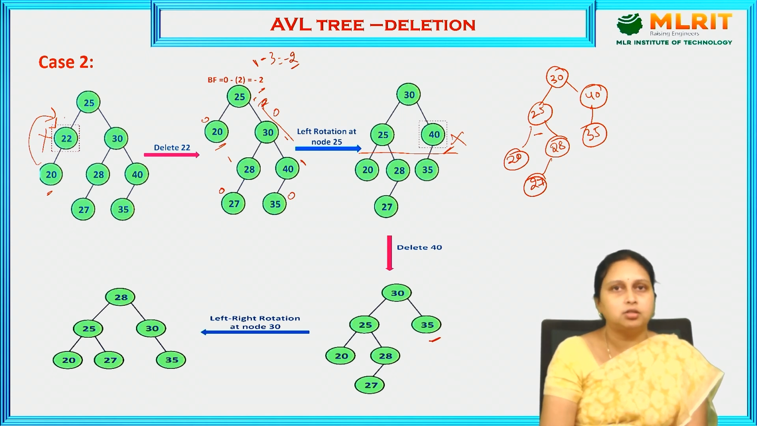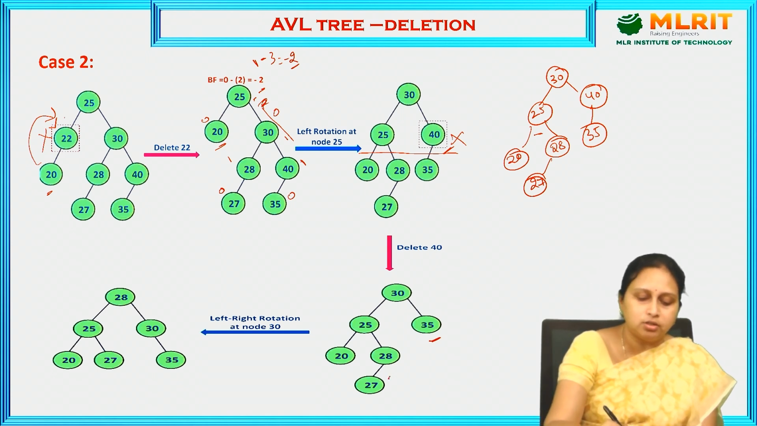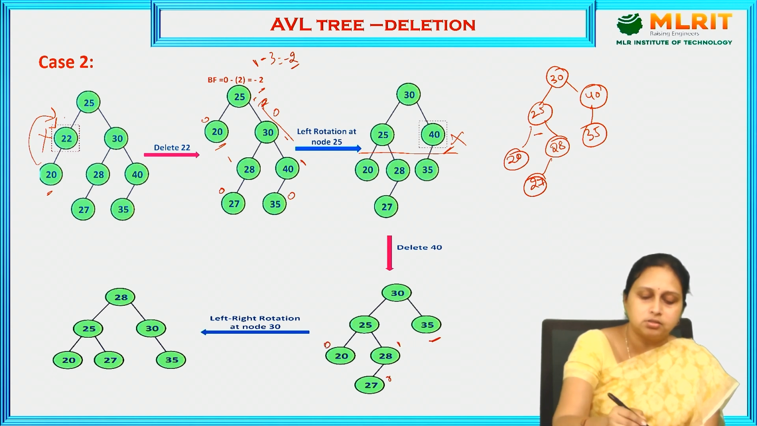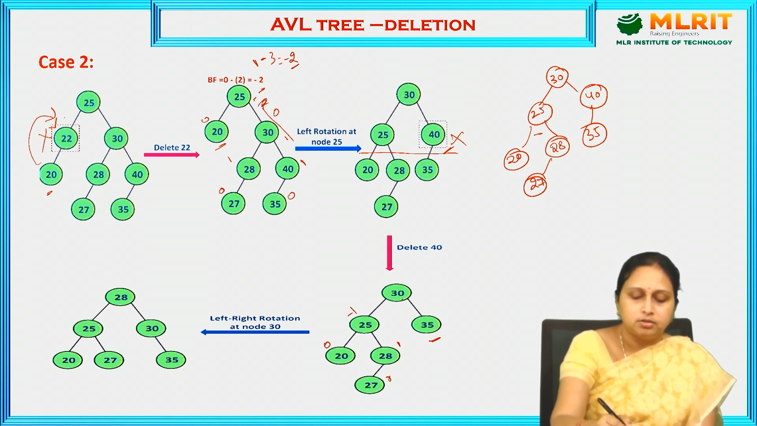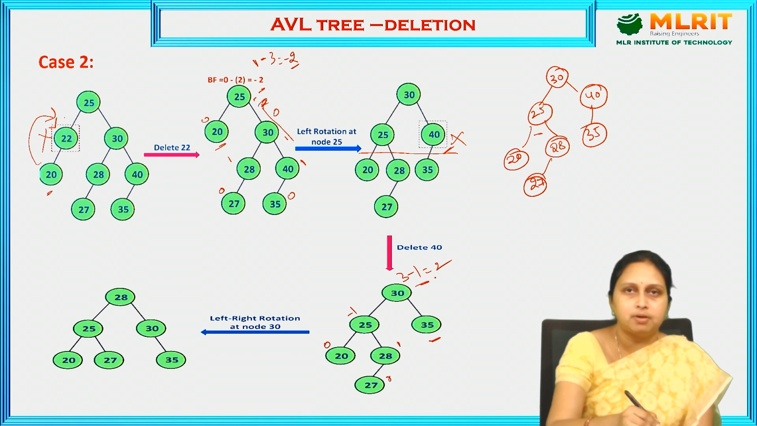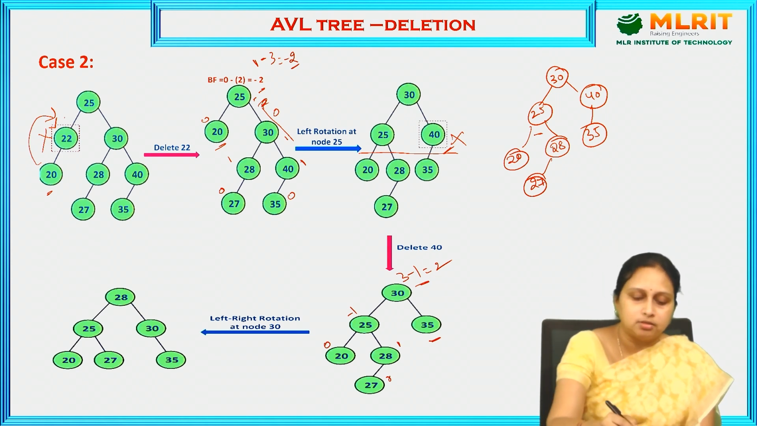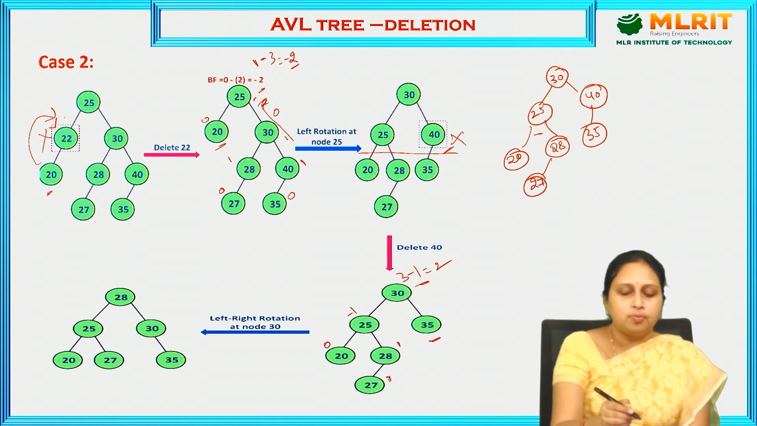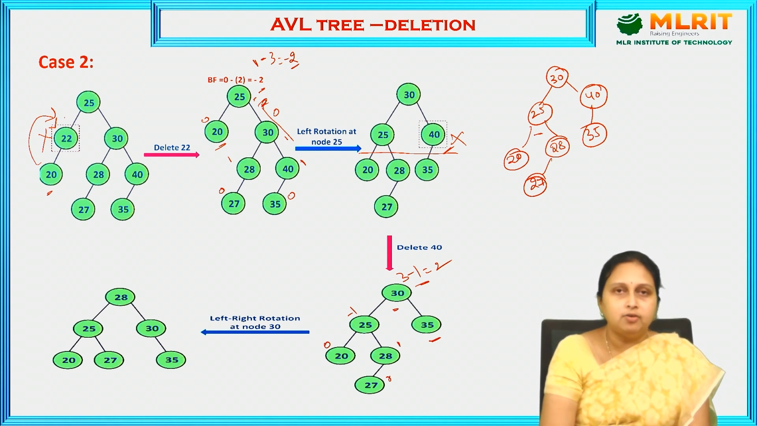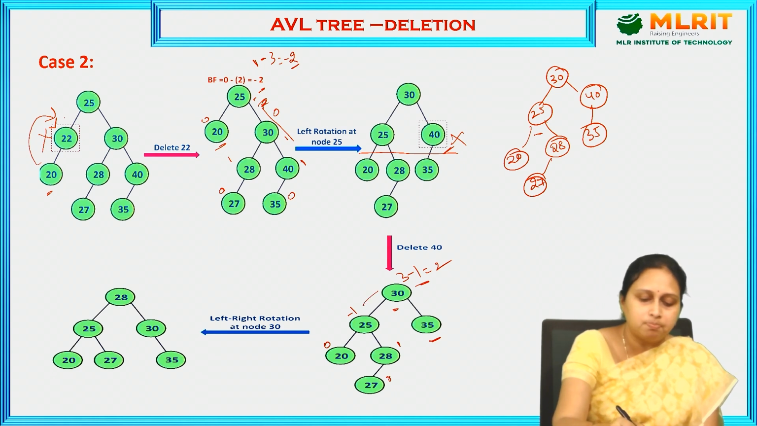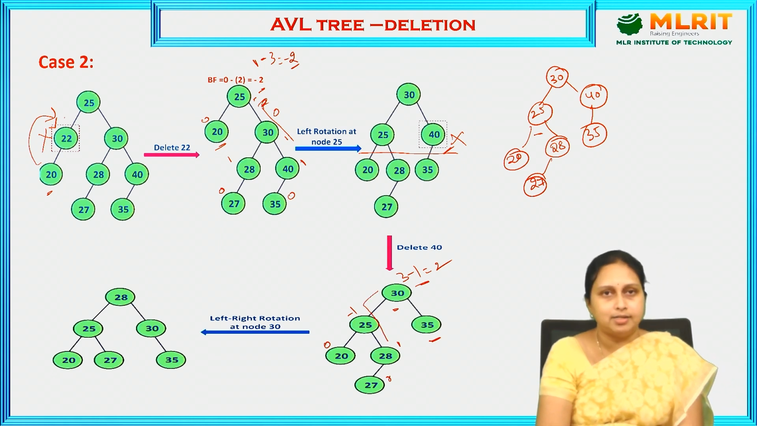Now again check the balance factor for each and every node. This is 0, this is 1, this is 0, and this is 1 minus 2, which is minus 1. And here you have 3, 3 minus 1 is nothing but 2. Now again here it is imbalanced. This root is imbalanced because of this path, right? So we need to perform the rotation on 30. 30 has to be rotated. On which side do we need to rotate? Because of this path, it is unbalanced.